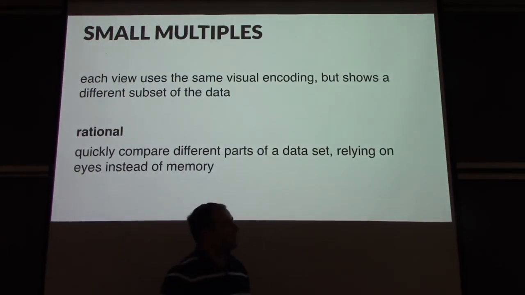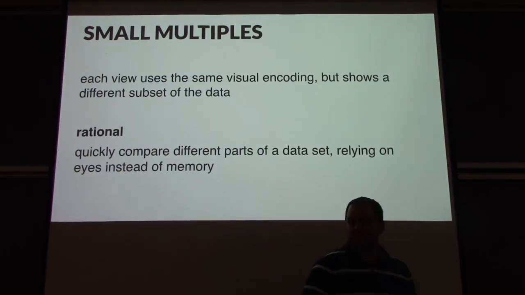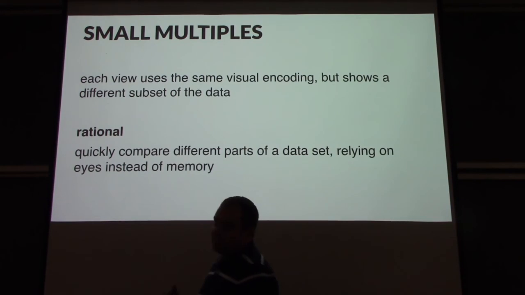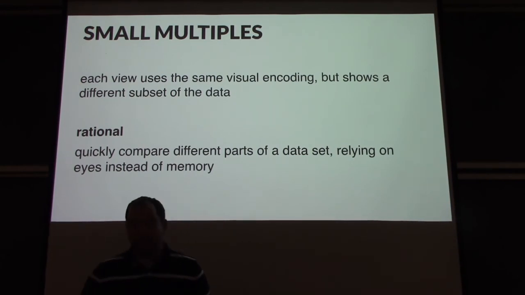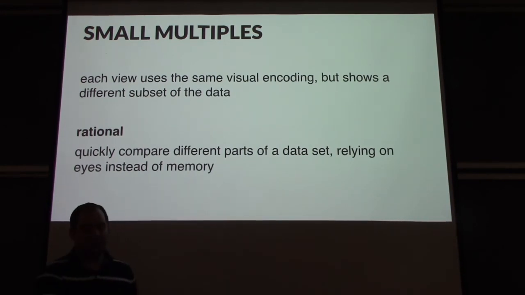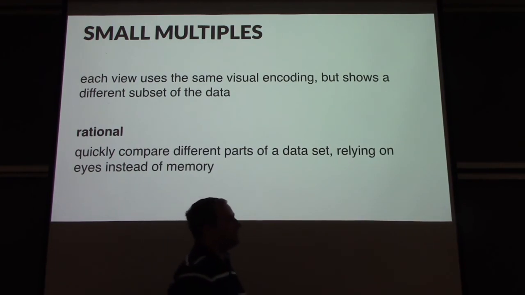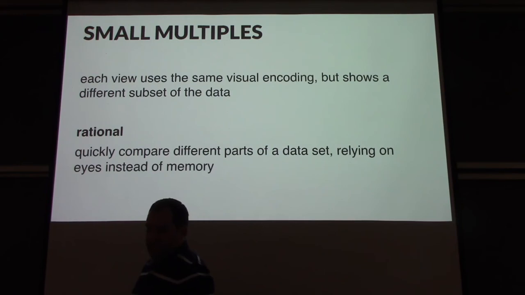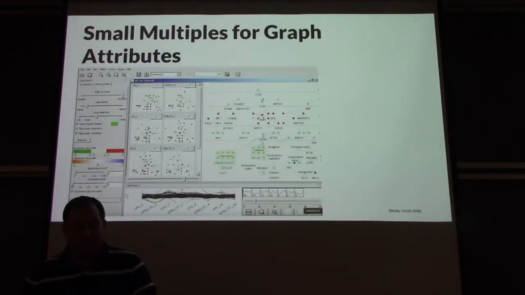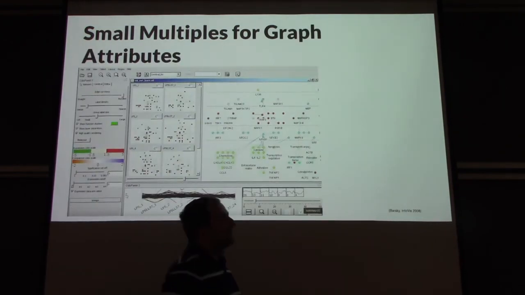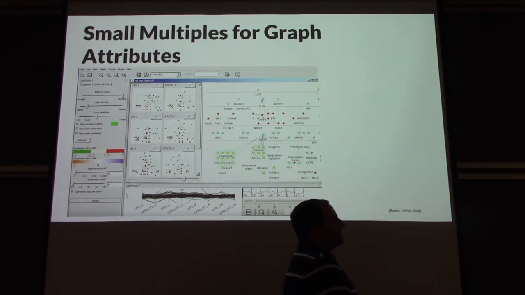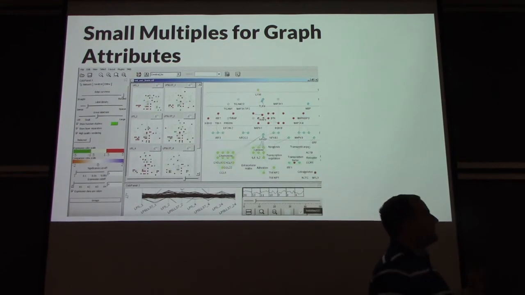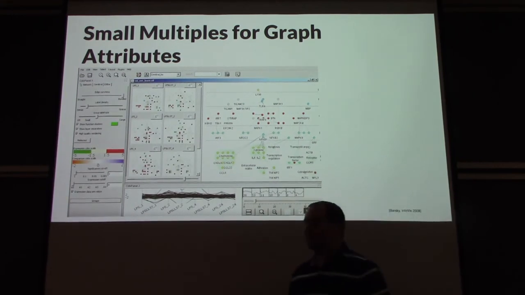I just mentioned small multiples, and we've used them before, but formally, in small multiples, each view uses the same visual encoding but shows a different subset of the data. And the rationale is to quickly be able to compare different parts of the data set, relying on eyes instead of memories. And so here's an example of, again, a biological network augmented with experimental data on top of it.